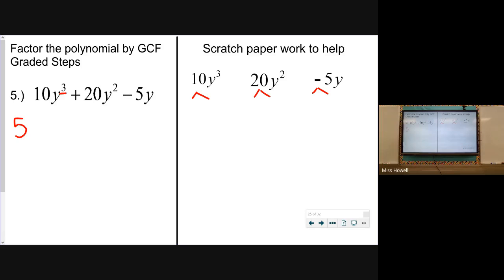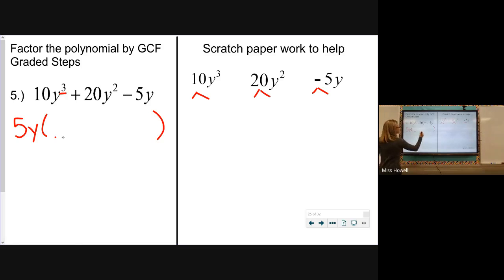Now, this one has 3 y's, this one has 2 y's, and this one has 1 y, which means every single term has at least 1 y. That's what they have in common. That can also get pulled out. Again, if I can't see that, do your tree, do your chart. It'll help you.